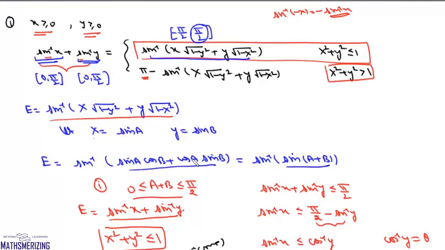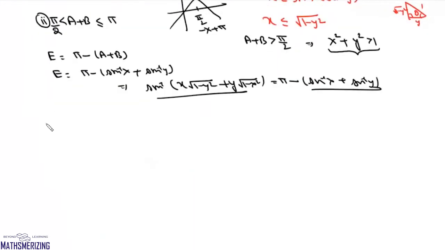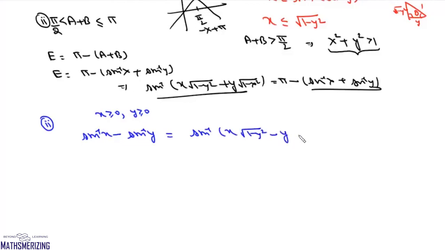In the same way, we can prove the formula for sine inverse x minus sine inverse y. And here also we have taken x and y, both of them as positive numbers. Now sine inverse x minus sine inverse y will be sine inverse of x under root 1 minus y square minus y under root 1 minus x square, as the formula is sine a cos b minus cos a sine b.